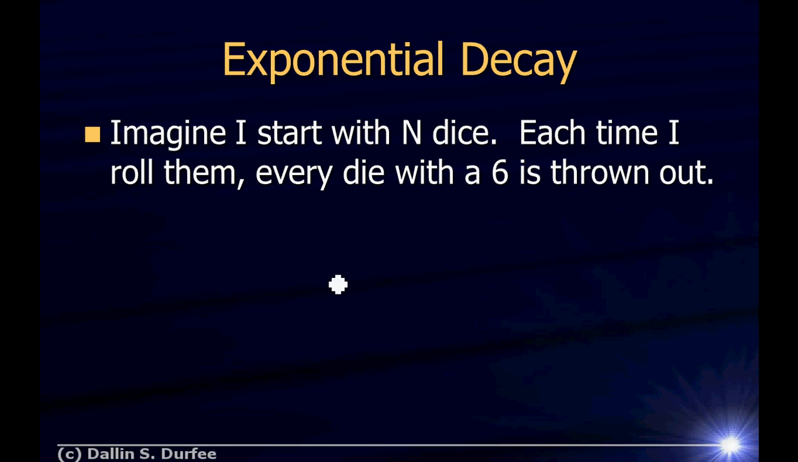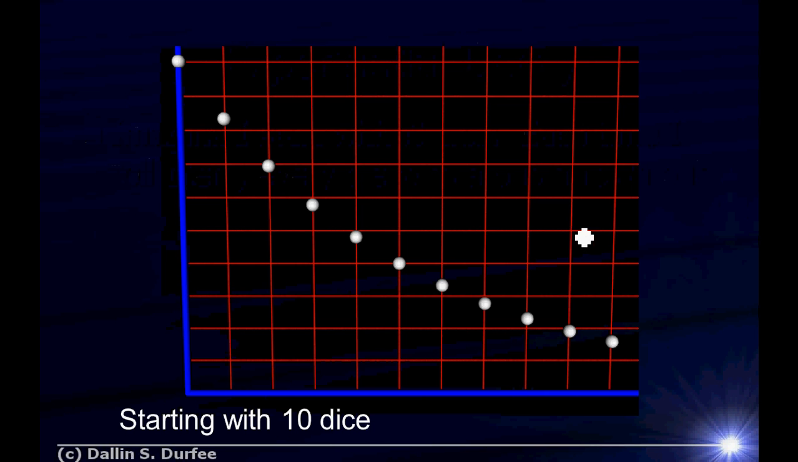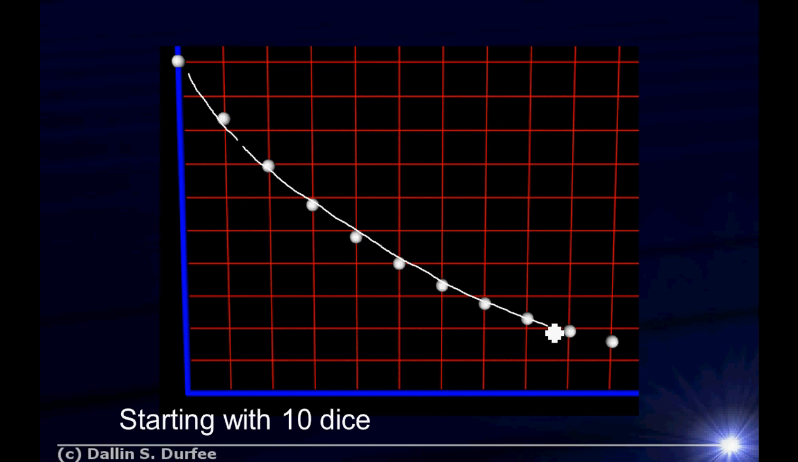What's going to happen? Let's say I start with 10 dice. After one roll, 1/6 of them are going to be gone. So after one roll, I'm going to have 5/6 times 10 dice, right? And then after my next roll, I'm going to get rid of 1/6 of these. So I'm going to be left with 5/6 squared times 10 dice, and so forth. And I get something that looks like this, which is an exponential shape. So the decay of my random rolling dice is an exponential curve, and I'll show that to you in a minute.